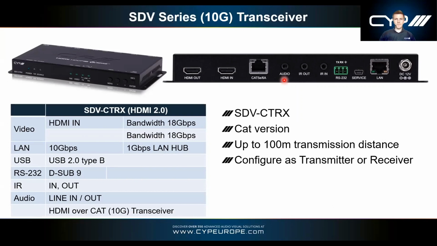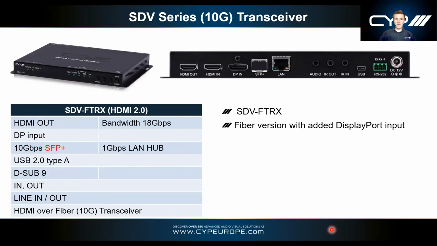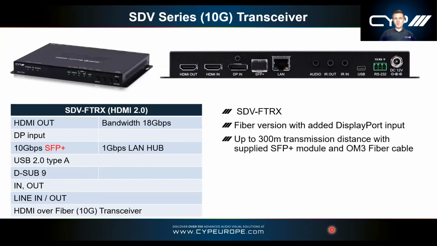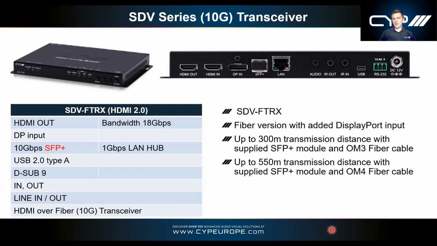Fantastic. Thanks, Kev. Moving on from there, so that's the cat version. And then as you move up, you've got the fiber version. So this adds the DisplayPort input as well. Not an output, but DisplayPort input. As standard out of the box, these fiber models can transmit up to 300 meters using the supplied fiber module, the SFP module, and OM3 fiber cable. If you simply change to OM4 fiber cable, you can then up that to 550 meters.